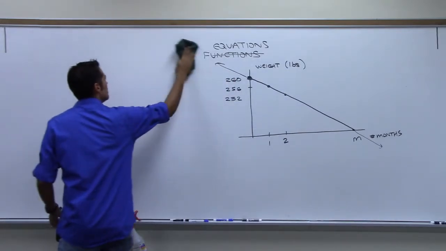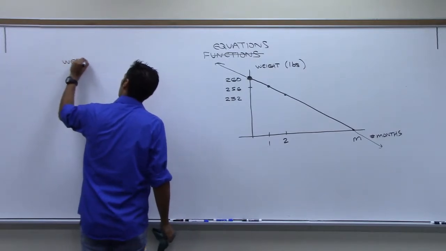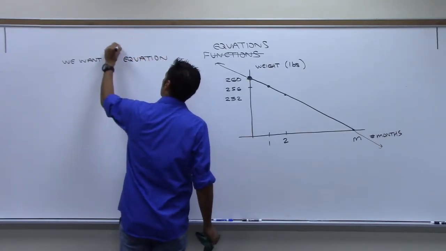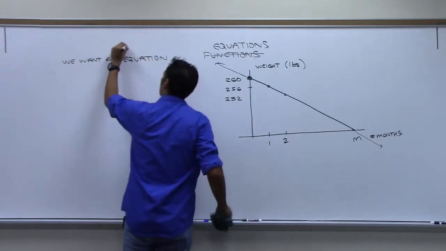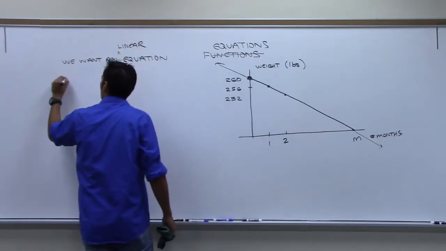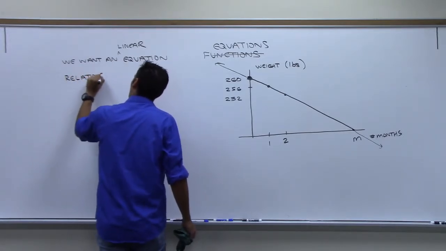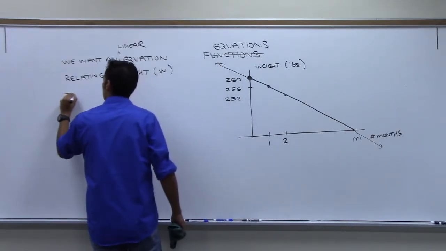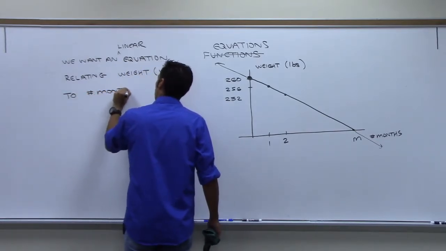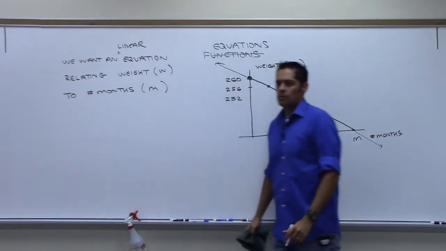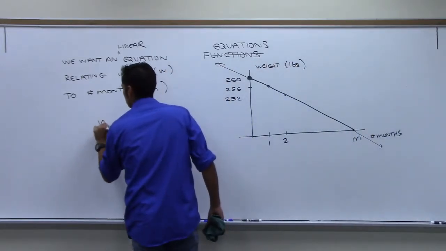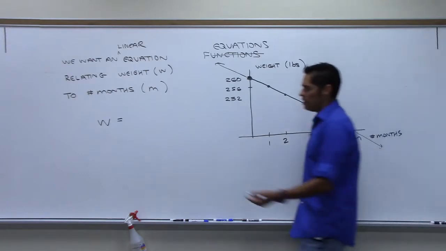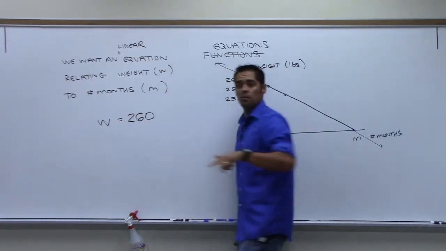Let me try and come up with it. So we want a linear equation relating his weight, which we will call W, to the number of months, which we will call M. So his weight should be equal to what? 260 is what he starts at. And then what? Minus 4M.